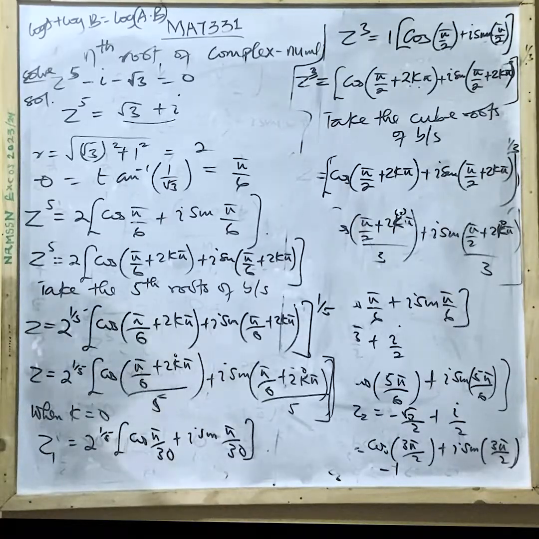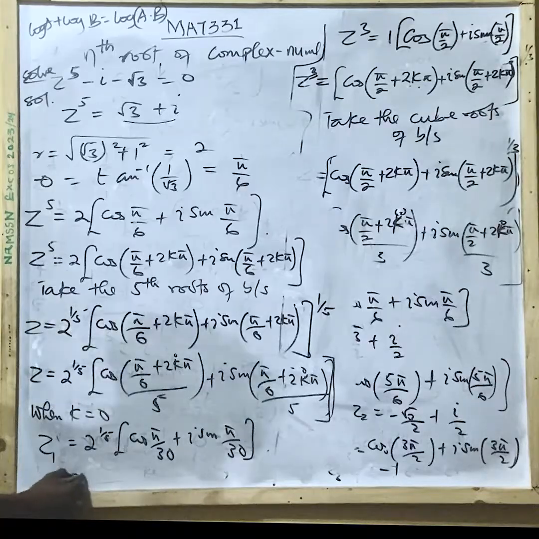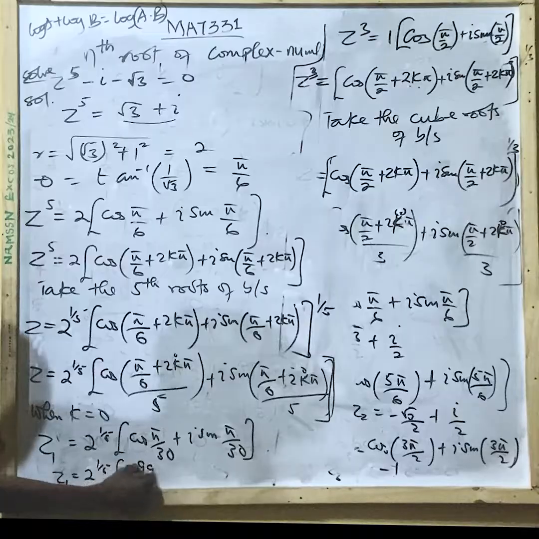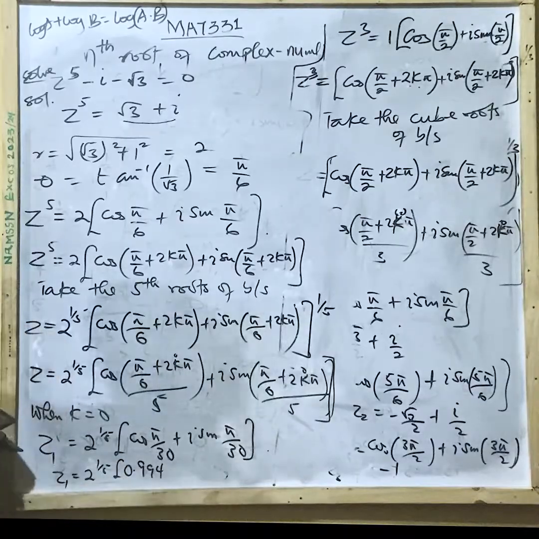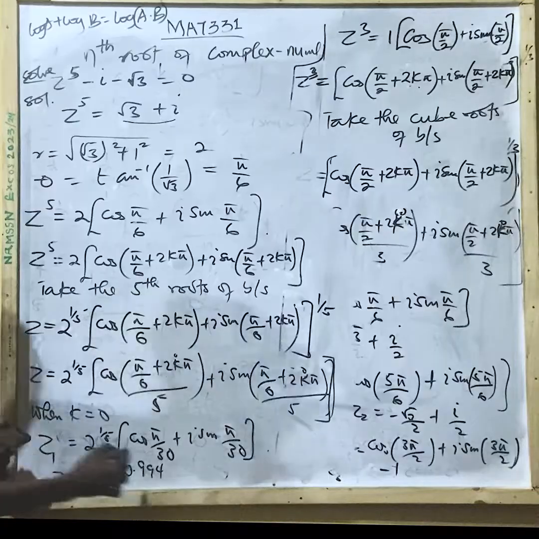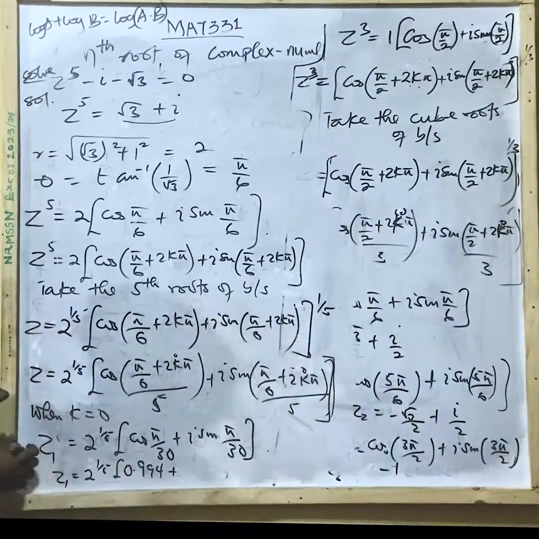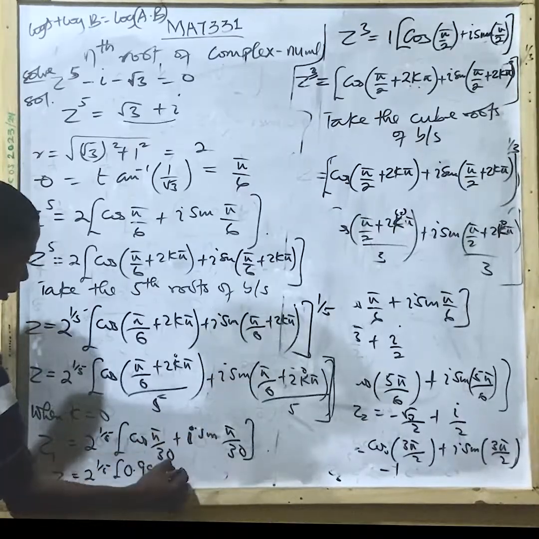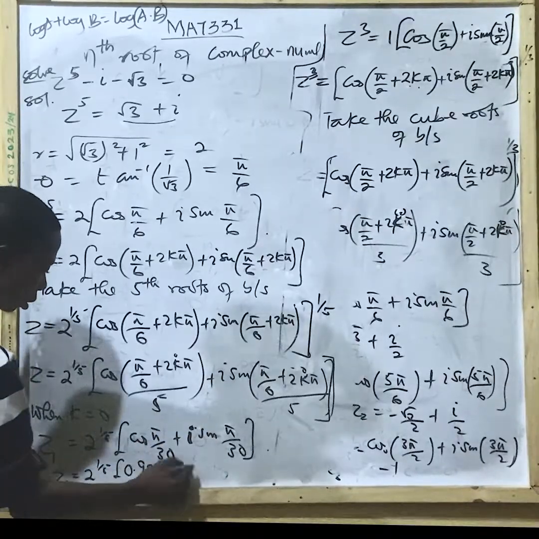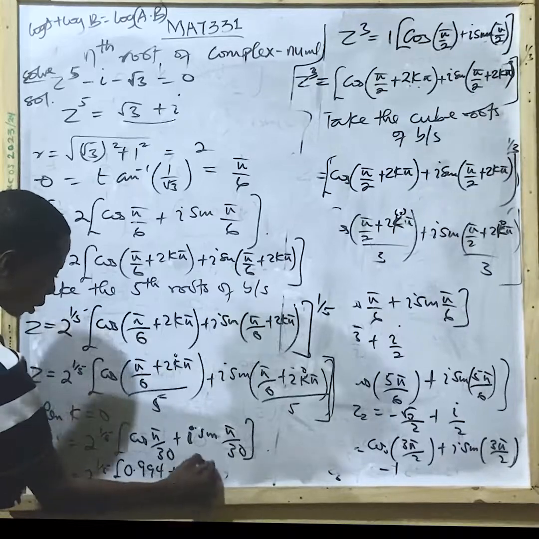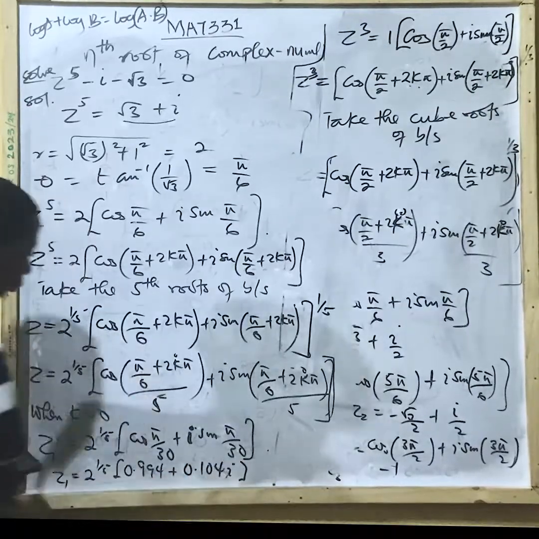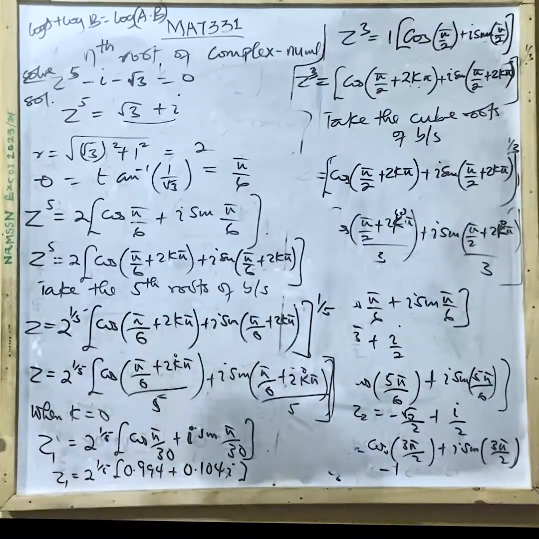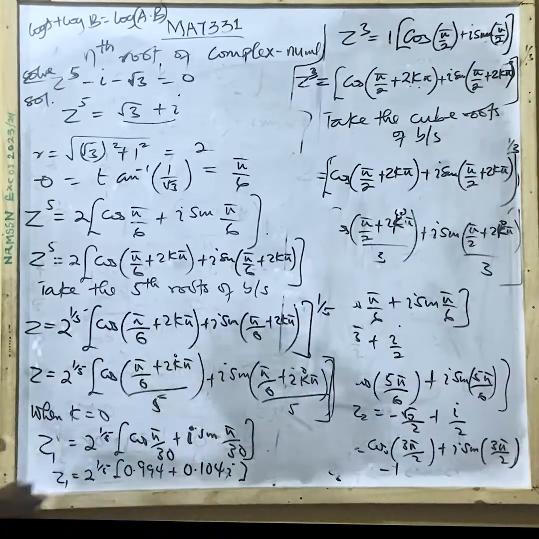Then you press whatever cos pi over 30 gives, so it's 0.994. So z1 equals 2 to the 1 over 5 into 0.994 plus, sine pi over 30 is 0.104, and you must put I, so that it makes it the imaginary part, 0.104 I. That is z1. Then you do the same for z2.